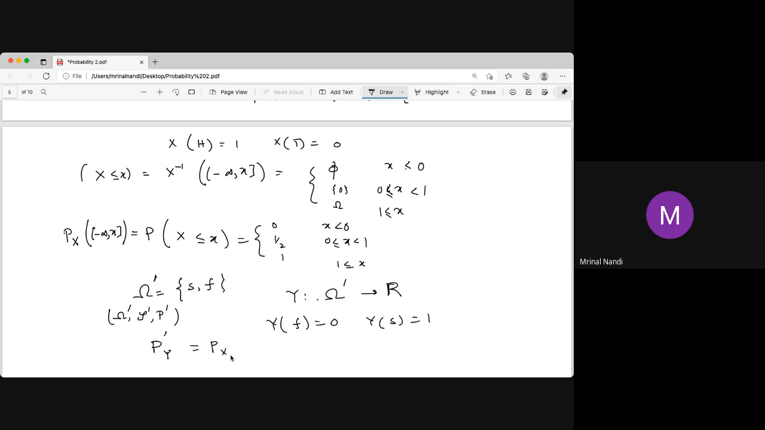The distribution is the same. Your random variable is different because your sample space is different. Your probability is different because your event space is different. But the underlying probability distribution on the real numbers and the Borel sigma algebra is the same. If x is less than 0, then it is 0. For x from 0 closed to 1 open, it is half. And if it is greater than or equal to 1, then it is 1. Same distribution. That means you have two different sample spaces and two different event spaces, but they lead to the same distribution function.